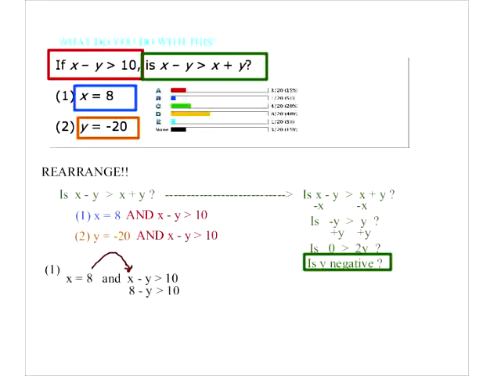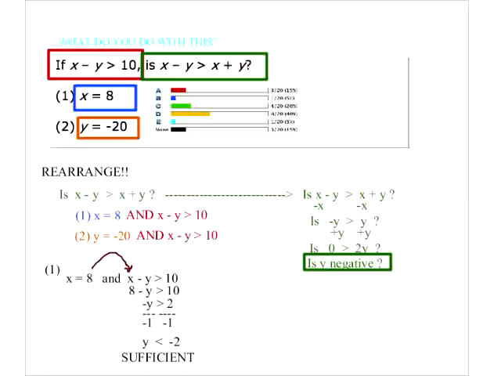So that means you can take 8 away and you get negative y is greater than 2. You can divide this by negative 1, and you wind up with y. The inequality flips around, so you have y is less than negative 2. So this is sufficient, because if y is less than negative 2, then y is definitely negative. Statement 2, you're already told that y is a negative number, so you don't have to do any work.